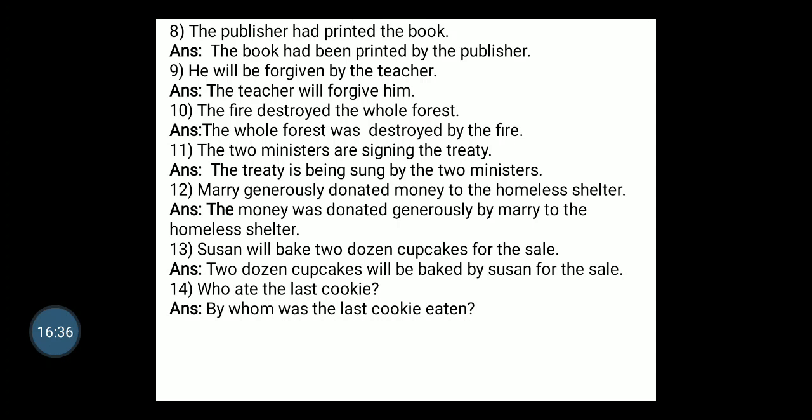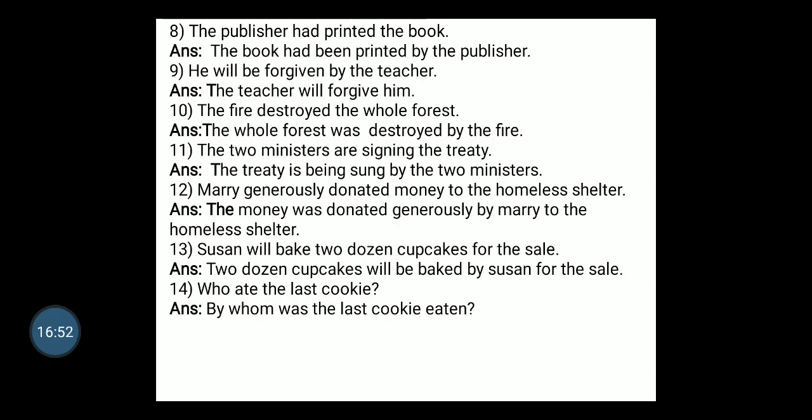Sentence number 8. The publisher had printed the book. Had printed is active voice, beta. Which tense is it? Past perfect. The book had been printed by the publishers.